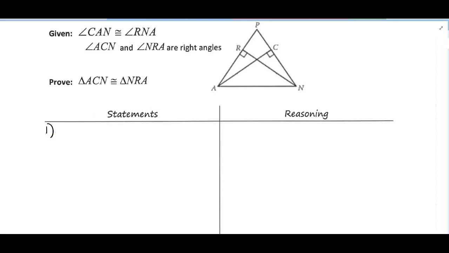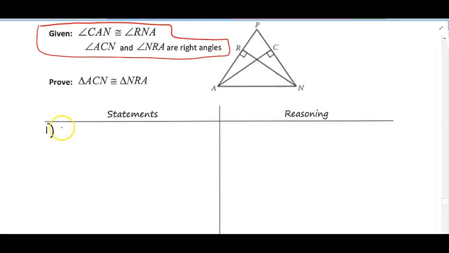So here's my given information. I've got angle CAN congruent to angle RNA, and the reason I can write that in my statements column, everything you write in your statements you have to justify with a reason, is because it is given to me that that is true in the problem. Alright, and let's go ahead and mark that. So CAN, that's this angle over here, and RNA, that's this angle over here. So we've got those congruent.